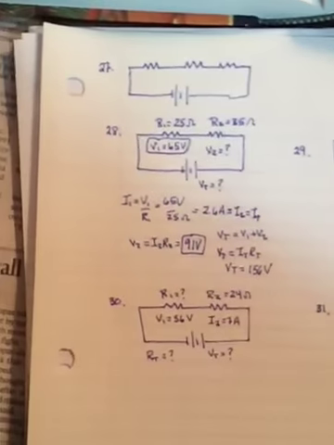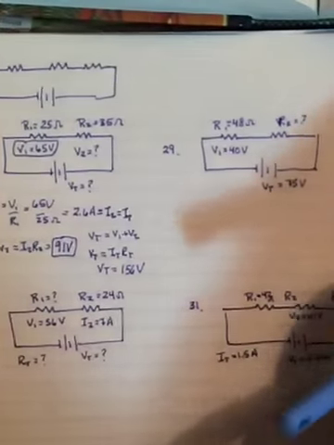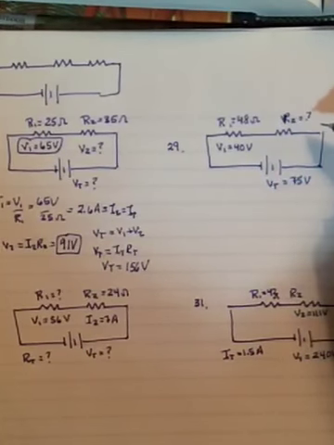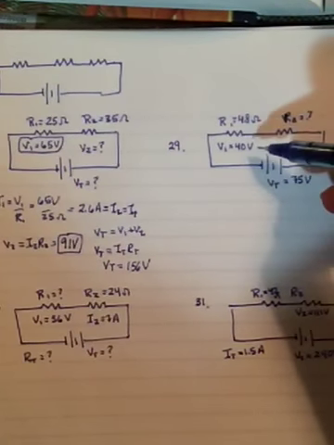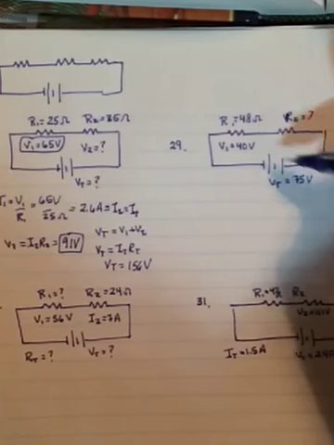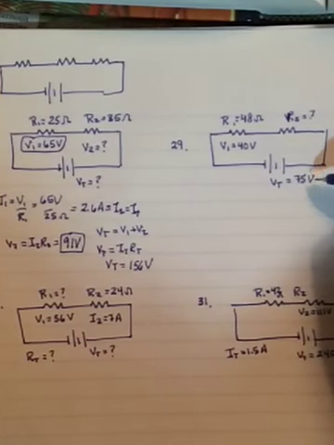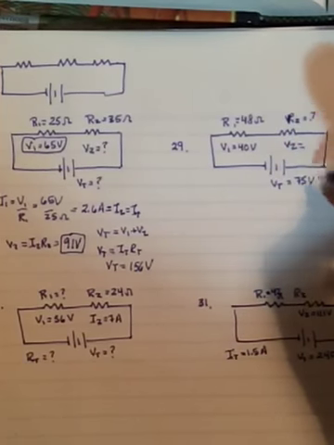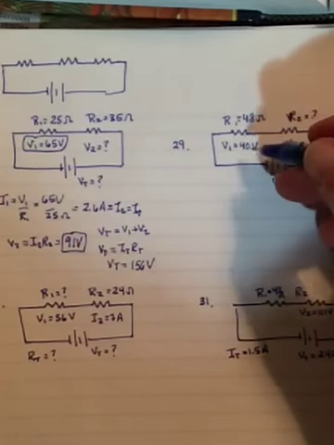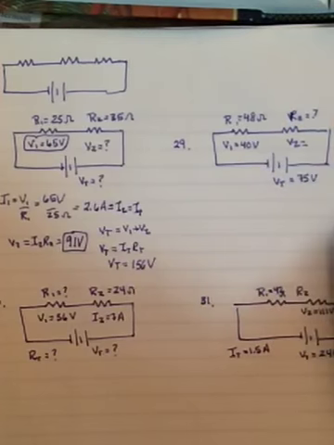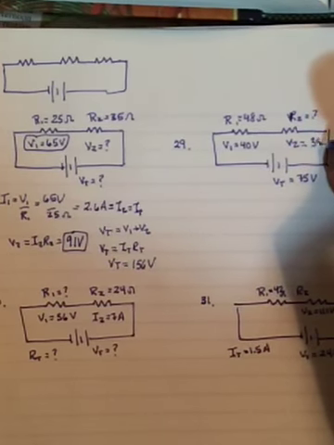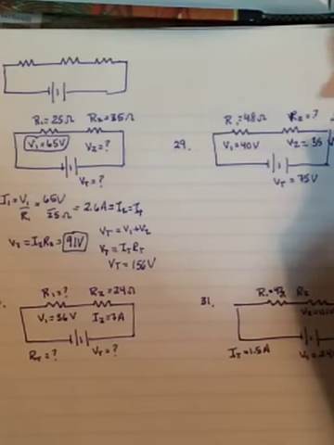Number 29 gives us two resistors. One is 48 ohms, the other they want you to solve for it. They tell you V1 is 40 volts and they tell you V total is 75 volts. So we can get V2 right away because we know V2 should be 75 volts minus 40 because in series the voltage adds up. So this needs to be 35 volts when you subtract them.